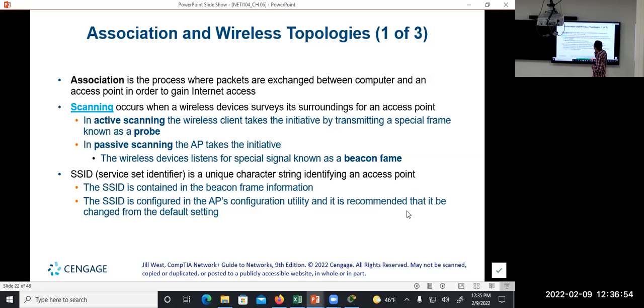Okay, the scanning occurs when the wireless device surveys surrounding access points. You see, when you go to an area that has wireless internet, right? The cell phone or the laptop or iPad is able to detect it, and that is scanning here. So whenever you go to an area that has a wireless signal, it is able to detect it here. And in the case of scanning, you have active scanning and you have passive scanning also. So let's see what is active here and what is passive here.